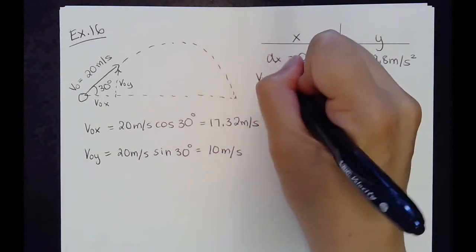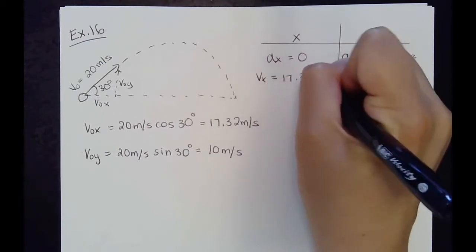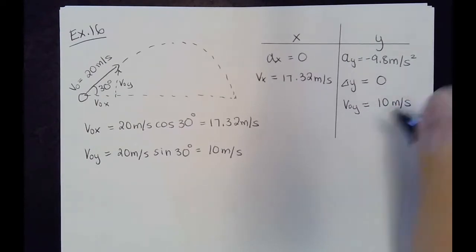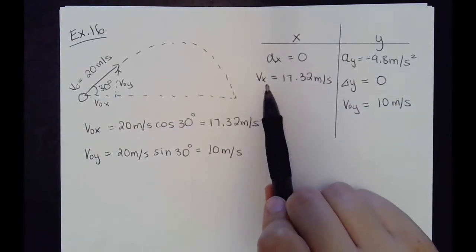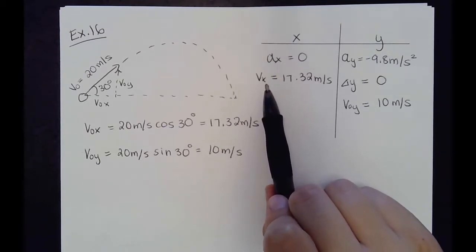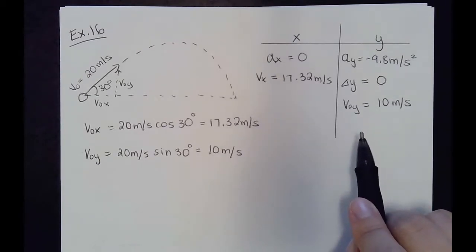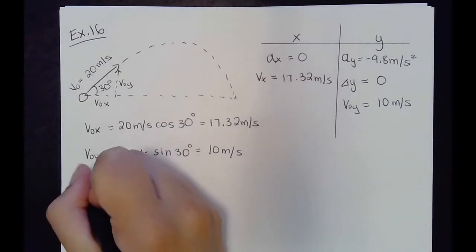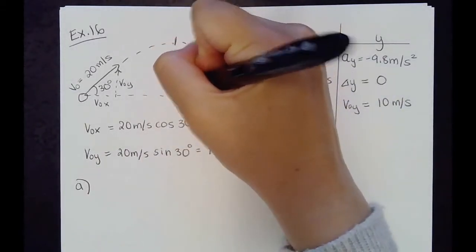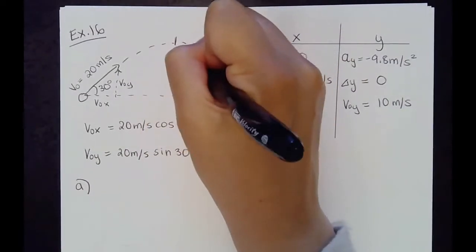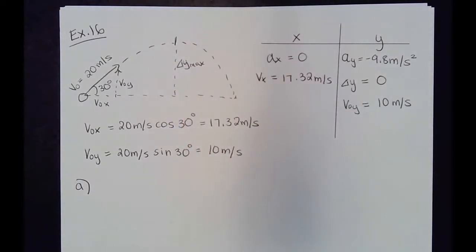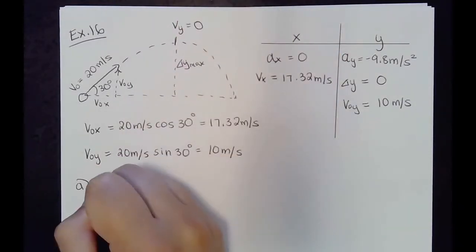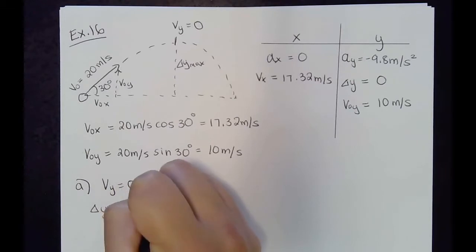All right, and we can plug them in. Vx is 17.32 meters per second, and V naught y is 10 meters per second. Remember, you can put V naught x here, you can put Vx, it's up to you because it's a constant speed, so they're both equal. But this is our initial y component of the velocity. All right, and the first question for A is what is the maximum height up here? So this is our delta y max reached by the ball. And we know that at that point, Vy final equals 0.